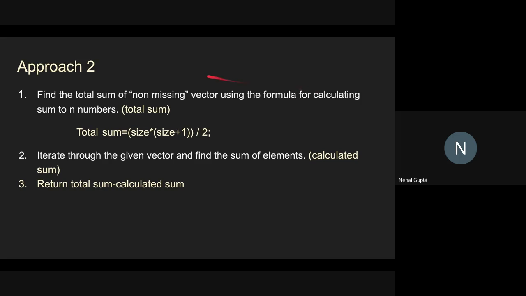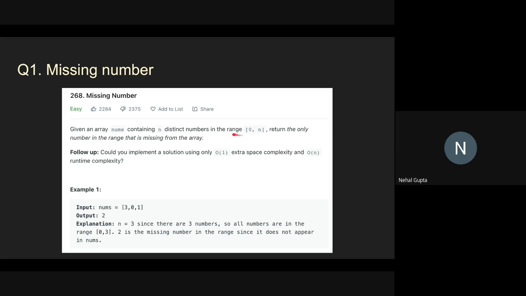In the second approach, first of all, as you all know, there is a formula that we have been using since years. The formula is that the sum of numbers till n, 1 plus 2 plus 3 plus 4 plus 5 till n, is equal to n into n plus 1 divided by 2. Here in this question, we have been given n, right? Which is the number of elements that should be present in the array. So here we have n is equal to 3. So the sum of this array should be n into n plus 1 by 2, which is 3 into 4 by 2, which is 6. So the sum of the array, in a perfect case, should be 6.